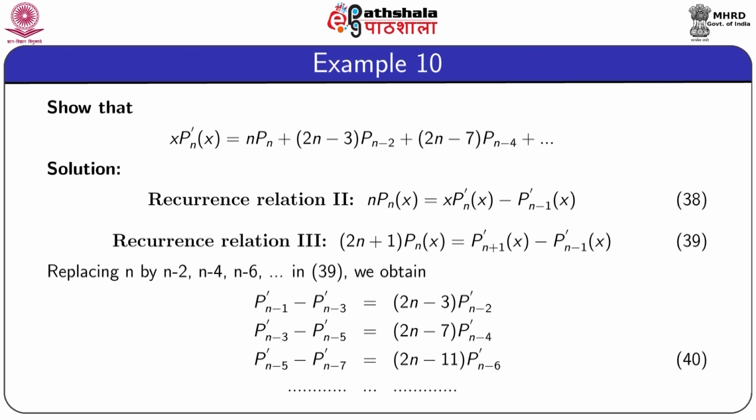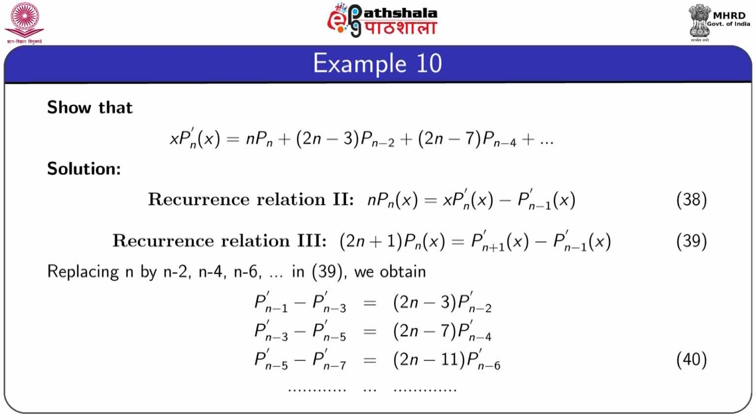In our next example, we have to show x p dash n is equal to n p n plus 2 n minus 3 p n minus 2 plus 2 n minus 7 p n minus 4 plus dot dot dot. We take the help of recurrence relation 2 and 3 given by 38 and 39, which is n p n is equal to x p dash n minus p dash n minus 1, and recurrence relation 3 gives 2 n plus 1 p n is equal to p dash n plus 1 minus p dash n minus 1.